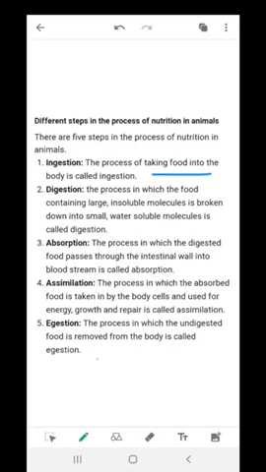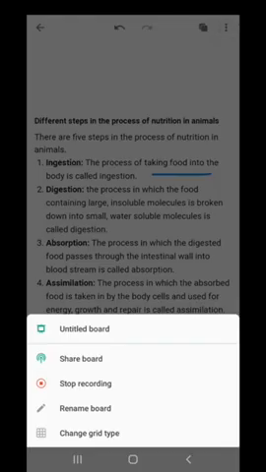The third step is absorption. The process in which the digested food passes through the intestinal wall into the bloodstream is called absorption. Next step is assimilation. The process in which the absorbed food is taken into the body for energy, growth and repair is called assimilation. And the final step is egestion. The process in which undigested food is removed from the body is called egestion, which is very important.